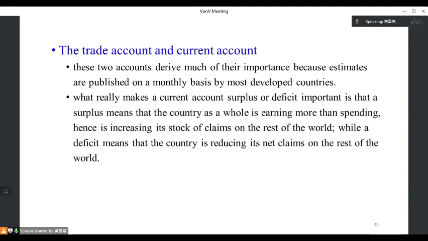Let's go on to see the trade account and the current account. These two accounts derived much of their importance because their estimates are published on a monthly basis by most developed countries.